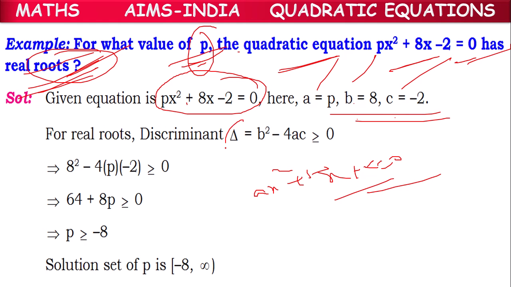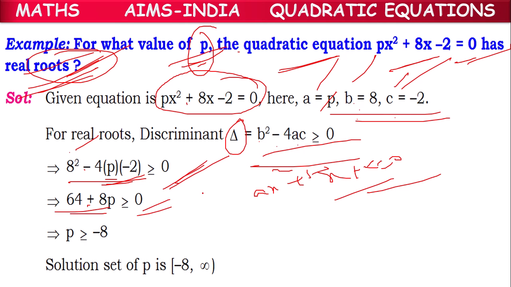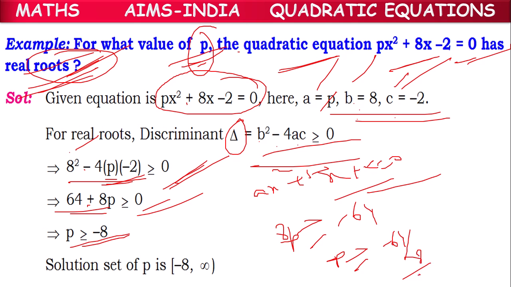Real roots means the discriminant should be greater than or equal to 0. If we substitute values, in the place of b, 8 square, in the place of 4ac, 4 into p into minus 2, this should be greater than or equal to 0. So 64 plus 8p is greater than or equal to 0, or 8p is greater than or equal to minus 64, because 64 goes to this side. p is greater than or equal to minus 64 by 8, which is equal to minus 8. So p is greater than or equal to minus 8.